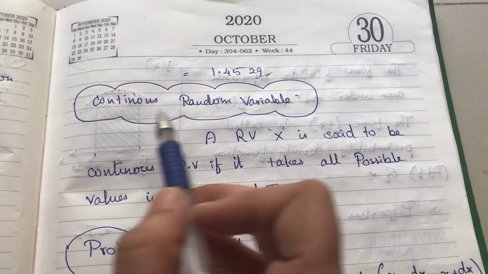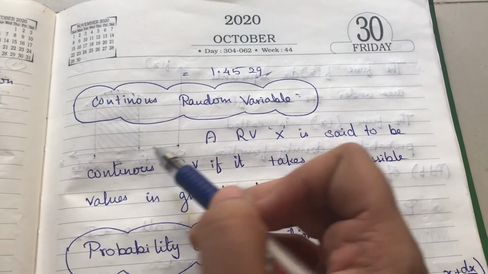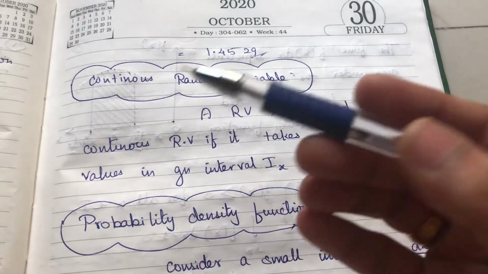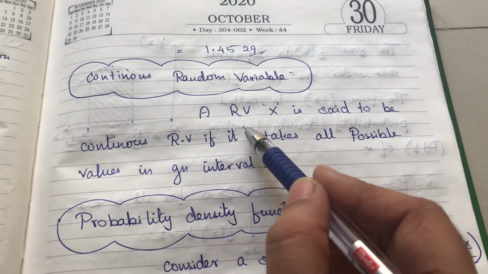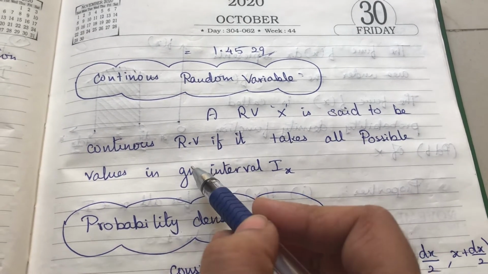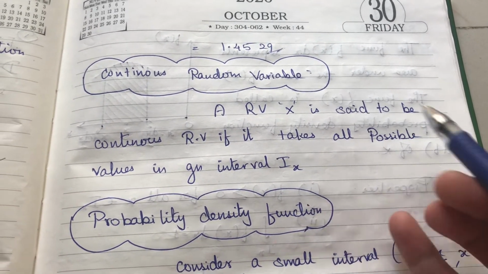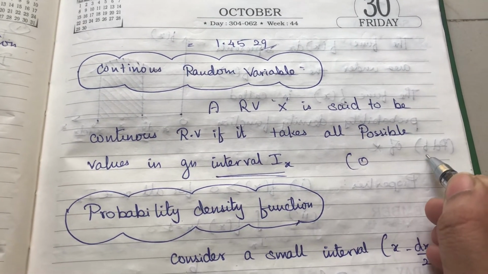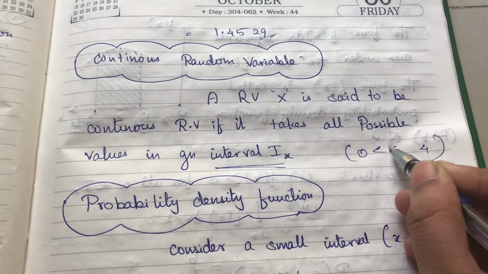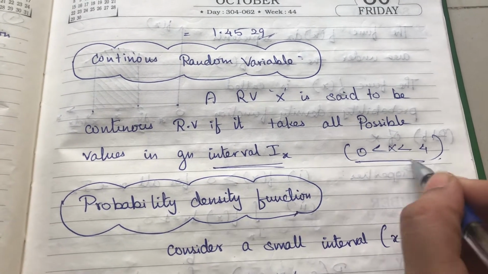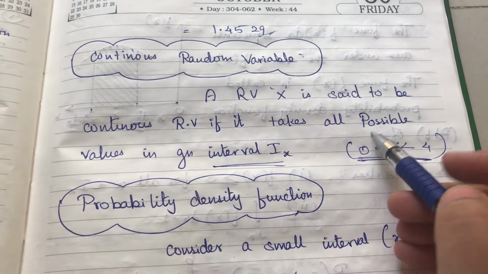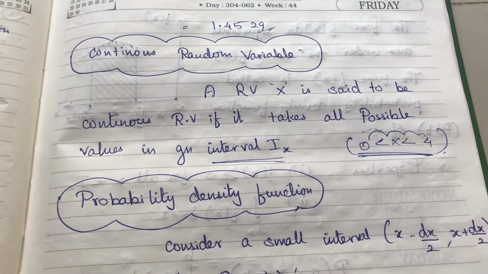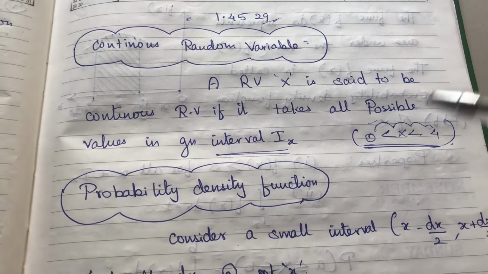Next comes the continuous random variable. Before that we have seen discrete, but here it is continuous, so it can't be counted. A random variable x is said to be a continuous random variable if it takes all the possible values inside the limits. Let us say 0 < x < 4 means the random variable should take all the values inside the limit. That is continuous. It continuously takes all values.